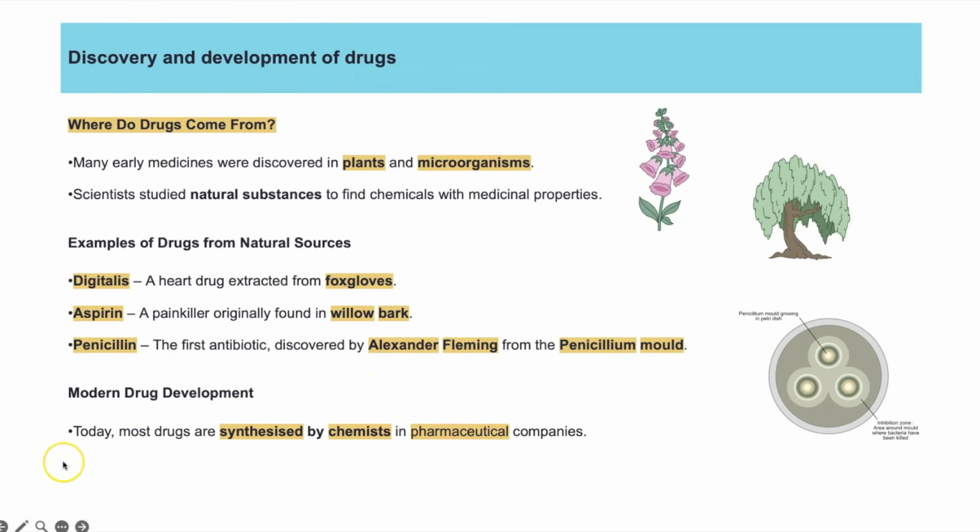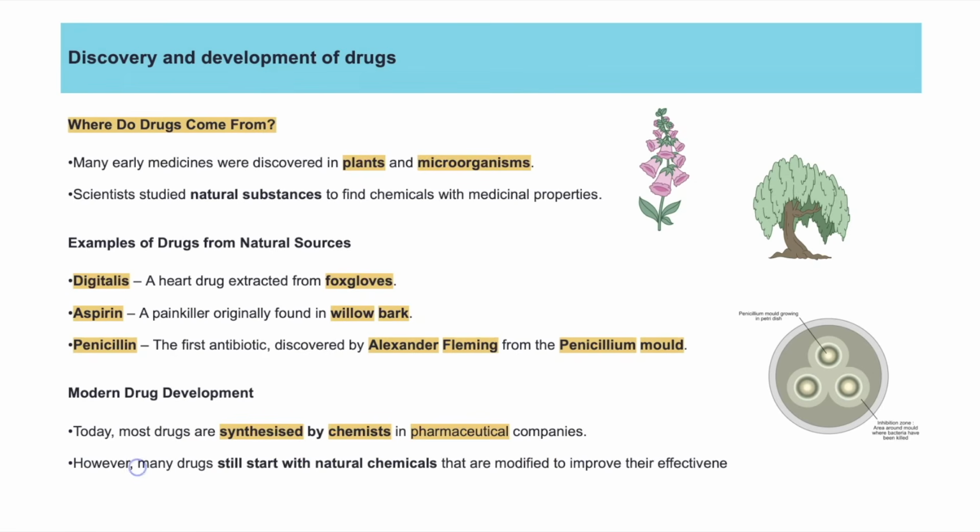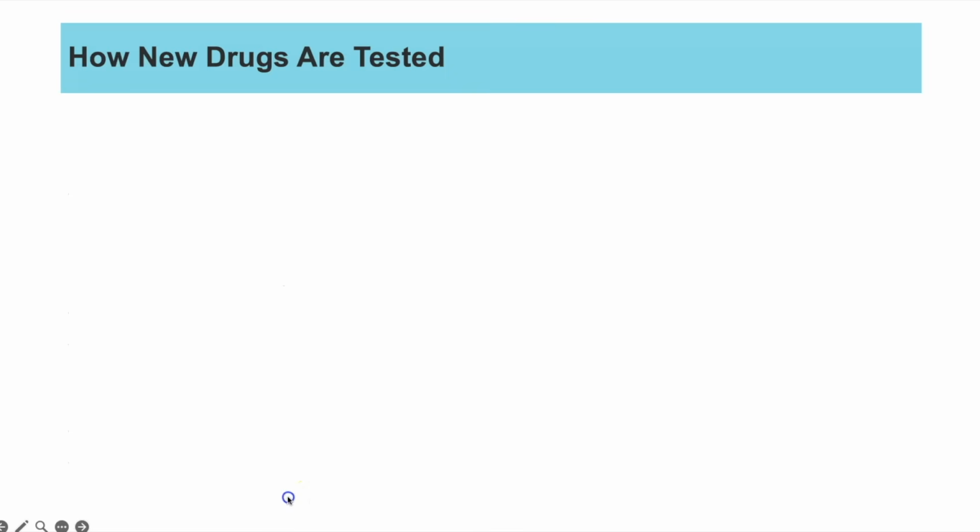Modern drug development, though, is actually more so focused on synthesizing, which means creating new drugs by chemists in these huge pharmaceutical companies. So it's less so about discovering something by chance in plants or in fungi. It's all about using your chemistry knowledge to design a particular drug that might treat the disease. However, many drugs do still have the same start point of knowing a particular naturally occurring chemical in plants or microbes, and then scientists can edit and modify the chemical to try and make it more effective.